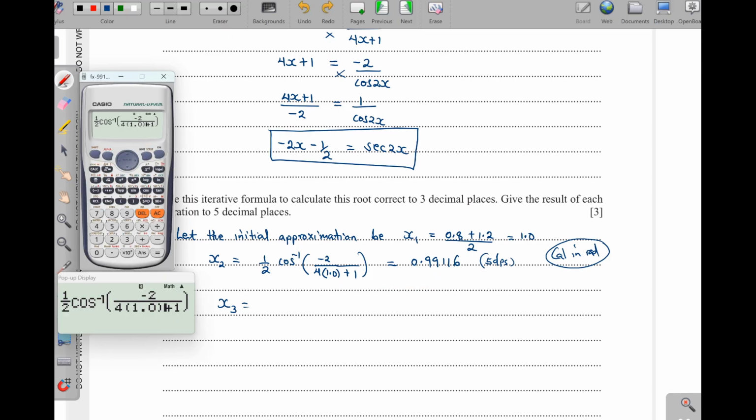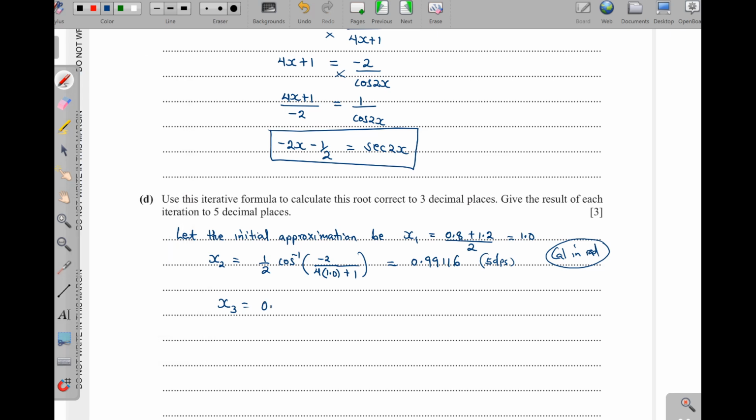We shall come to this one where there is 1.0. We shall put 0.99116. Do not write answer. You just press this answer and then it comes in there. It will fail. Okay, sometimes it fails. So just put the answer you have rounded to these 5 decimal places. So this is 0.99271.